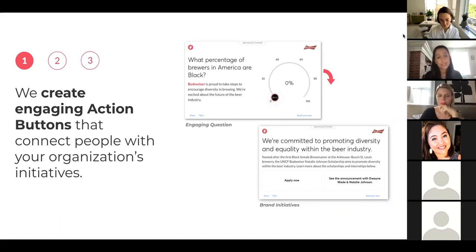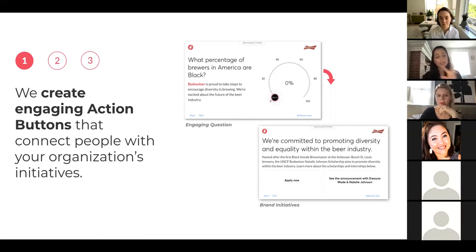The example you're seeing here is from a campaign that we actually worked on with Budweiser, and their ultimate goal was to increase awareness about the lack of diversity in the brewing industry. And so together we created this action button that, through an engaging question, really raises awareness that only 0.6% of brewers in America are Black, and then invites people to take action by learning more about the programs that they're developing to help create change, and also even invites people to apply for a scholarship that they had out in the world.